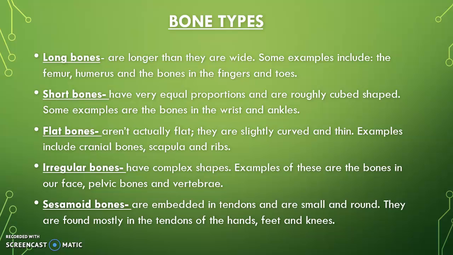Flat bones aren't actually flat. They are slightly curved and thin. Examples include cranial bones, scapula, and ribs. Irregular bones have complex shapes. Examples of these are the bones in our face, pelvic bones, and vertebrae. And last, we have sesamoid bones, which are embedded in the tendons and are small and round. They are found mostly in the tendons of the hands, feet, and knees.